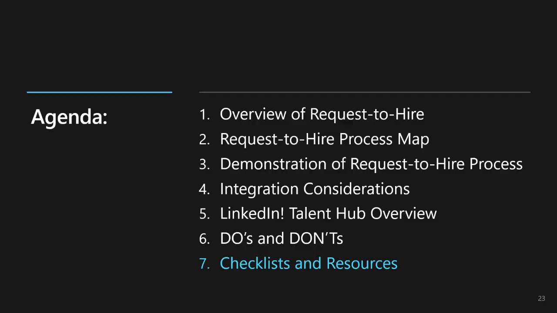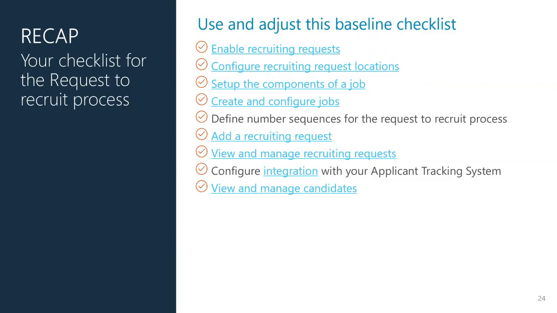So now I want to switch gears and take a look at our checklist and resources that we have compiled. So the checklist that we've pulled together for you today, we've got hyperlinks. Again, this slide with all of the links will be available on the Tech Talk community Dynamics page, but the steps that you're going to want to follow first is you need to enable those recruiting requests. So we took a look at that at the beginning with the feature management and the human resources shared parameters.